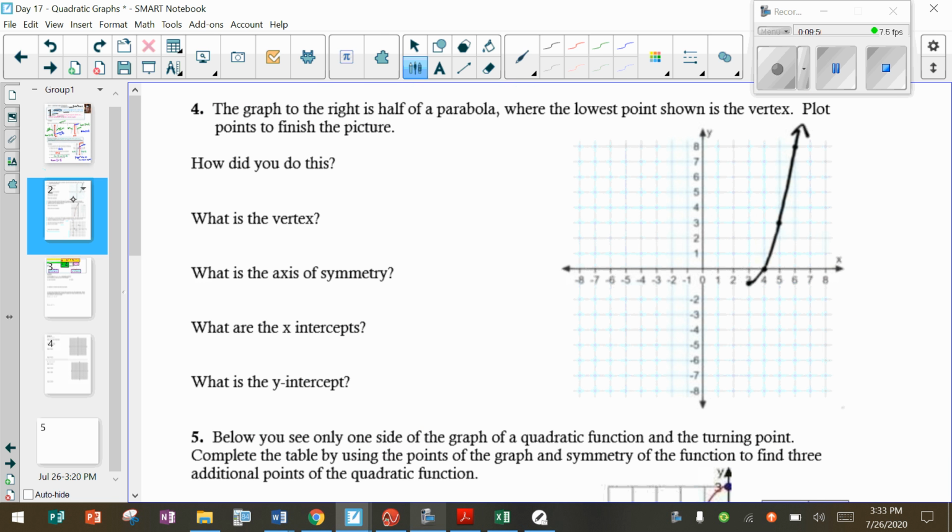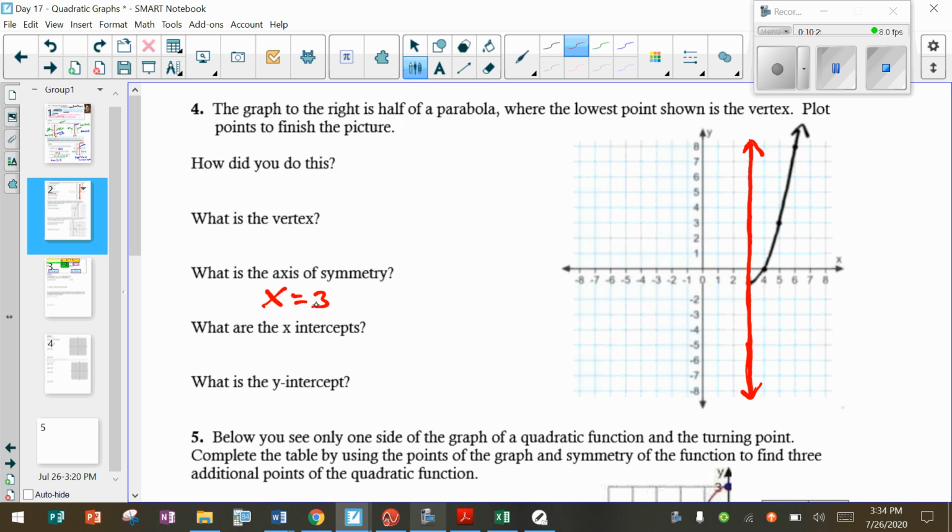So what you have here for number 4 is half of a parabola graphed. I would like you to pause the video and graph the other half. You're going to graph the other half by first recognizing the axis of symmetry. So our parabola is going to come down and be a U shape. This point, 3, -1, is going to be our turning point, or the vertex. So our axis of symmetry is going to be the vertical line that goes right through that point. It's going to have the equation of x equals the number 3.